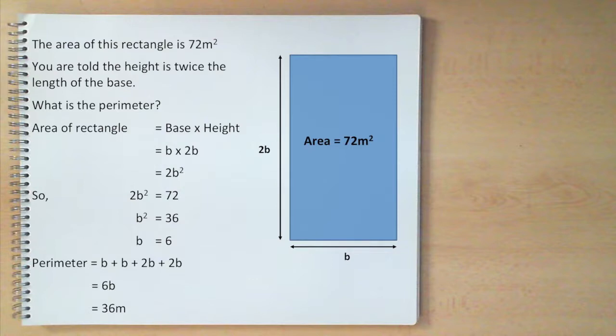So we had the area. We weren't given either of the lengths of the sides. We were just told the ratios they existed in, and we were able to work out the perimeter from that by working backwards.